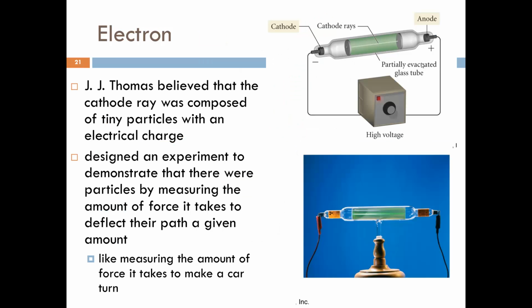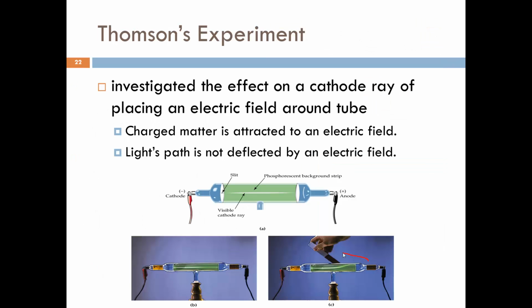J.J. Thomson believed that the cathode ray was composed of tiny particles with an electrical charge. He designed an experiment to demonstrate that there were particles by measuring the amount of force it takes to deflect their path a given amount, like measuring the amount of force it takes to make a car turn. Notice down here, he has a magnet next to the cathode ray tube, and instead of the line going straight across, it's being attracted to that magnet.